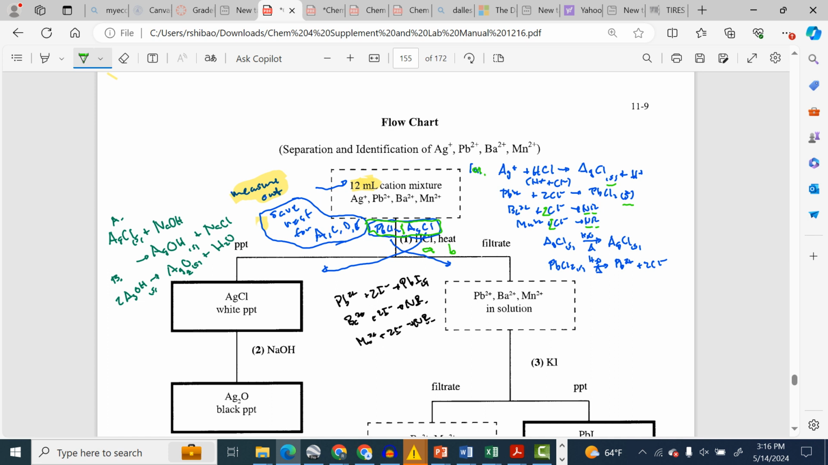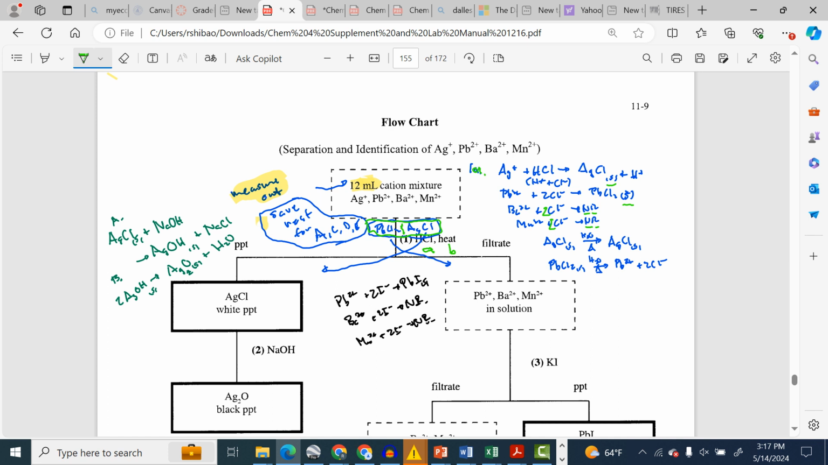And so then what I'm going to do is, I need to do this quickly. I need to filter this while it's hot. You know, because if it starts to cool down, what will happen? If it starts to cool down, then the lead is going to start to reprecipitate. I don't want the lead to reprecipitate. And so I need to filter this hot so that the lead is dissolved. And what I'm going to do is capture it in a clean beaker. I'm going to capture the solution. So this is what's going on here.